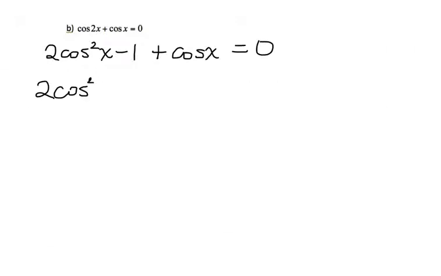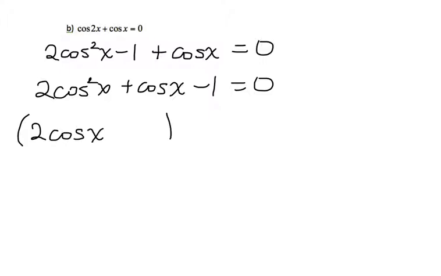Cos 2x plus cos x. I'm going to use the cos version, the cos 2x version that is only cosines. So that's 2 cos squared x minus 1 plus cos x equals 0. This is a quadratic. 2 cos squared x plus cos x minus 1 is 0. 2 cos x plus 1, cos x minus 1.